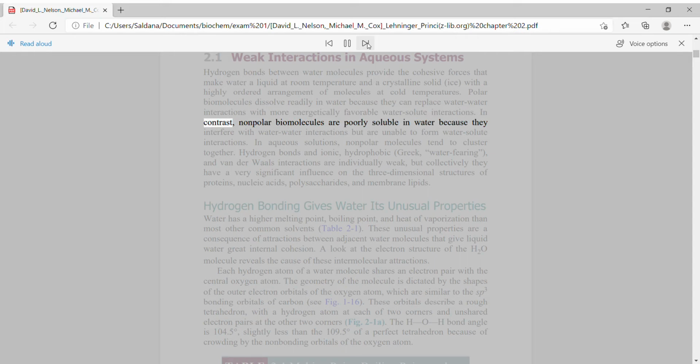In contrast, nonpolar biomolecules are poorly soluble in water, because they interfere with water-water interactions but are unable to form water-solute interactions. In aqueous solutions, nonpolar molecules tend to cluster together. Hydrogen bonds and ionic, hydrophobic (Greek, "water-fearing"), and van der Waals interactions are individually weak, but collectively they have a very significant influence on the three-dimensional structures of proteins, nucleic acids, polysaccharides, and membrane lipids.